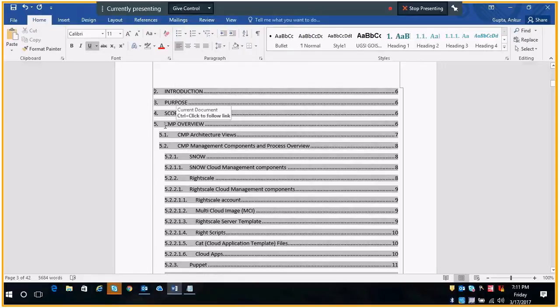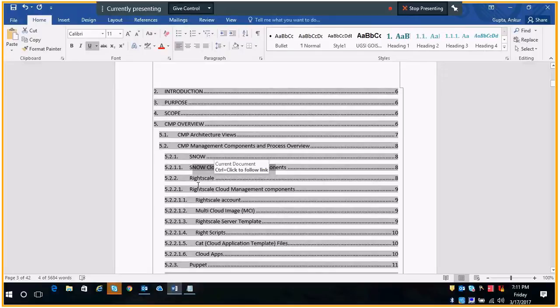Then it will talk about the CMP overview, where the CMP architecture views would be given, which is based on the reference architecture and technical architecture. And within CMP, what are the components and processes that we would be using? That is like RightScale and Puppet, all those stuff. Like if you say Snow, we are talking about Snow here. Under Snow, we have certain cloud management components. For Snow, we will be talking on that.